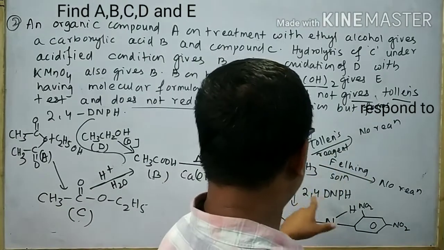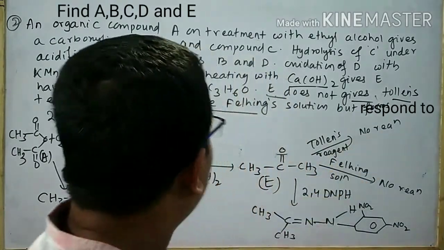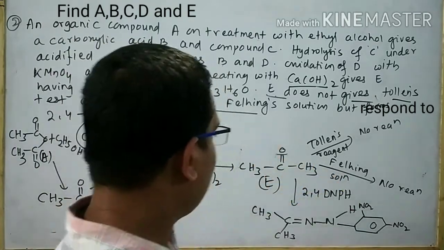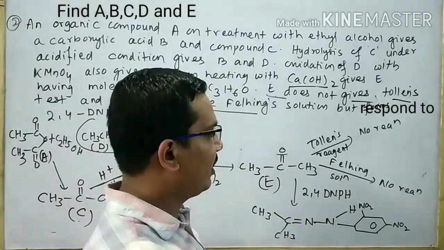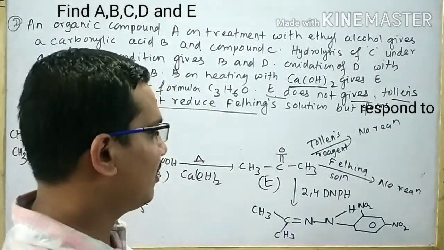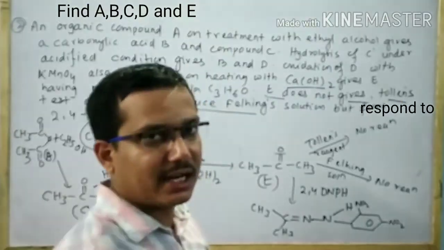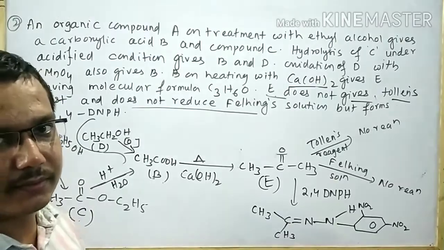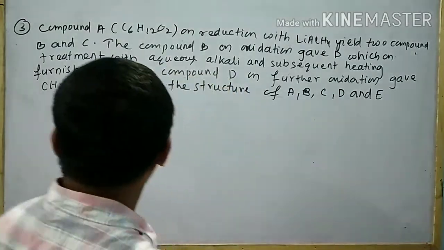E does not give Tollens reagent and also does not respond to the Fehling solution, but responds to 2,4-DNPH. 2,4-DNPH means dinitrophenyl hydrazine. This is the answer for this question. Now I will do question number 3.